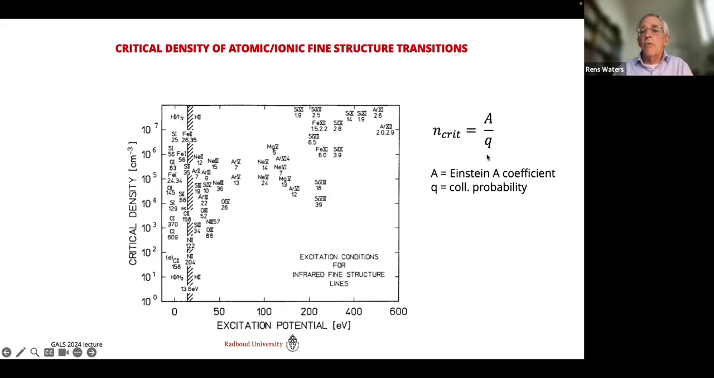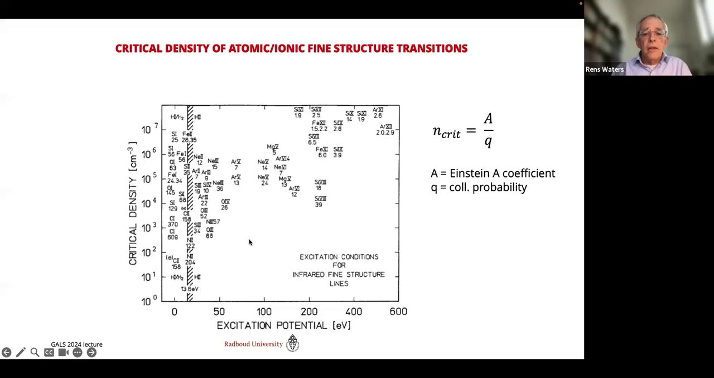To remind everybody from last week's lecture, the critical density is defined as the ratio between the Einstein A coefficient and the collisional cross-section Q. Simply, this means that if you have a gas with a certain density, the critical density tells you at what density those lines are particularly well excited by collisions, and where the time scale between collisions is long enough that an atom or an ion can spontaneously decay and emit a photon.